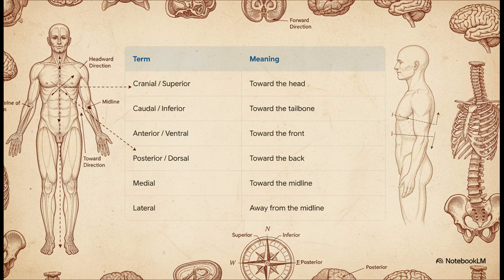Okay, so those planes give us the language we need. It's like a built-in GPS. Superior just means closer to the head. Inferior means closer to the feet. Anterior is your front, posterior is your back. And then you have medial, which is anything closer to the imaginary midline of your body, and lateral, which is anything further away from it. That's it. With just those words, we can pinpoint exactly where anything is.